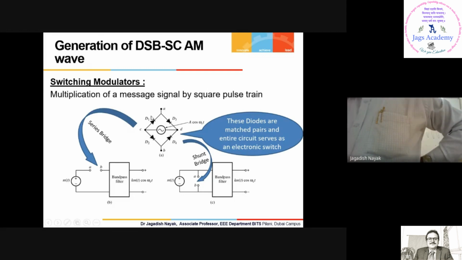Right? It all depends on these two points. See, during the positive half cycle, these two will be on, right? Now you just try to do the connection from here to here. Is there any connection?